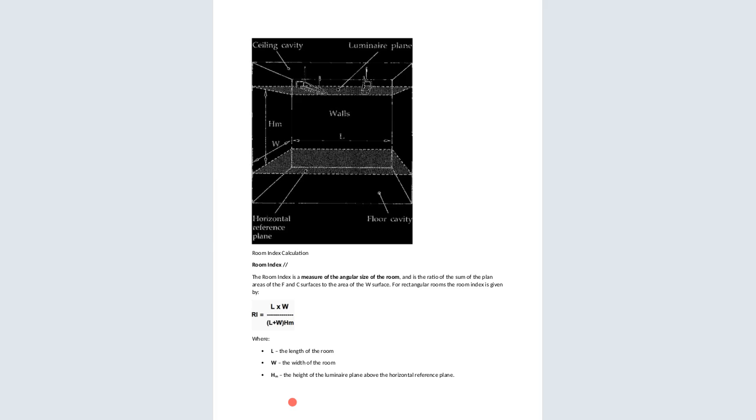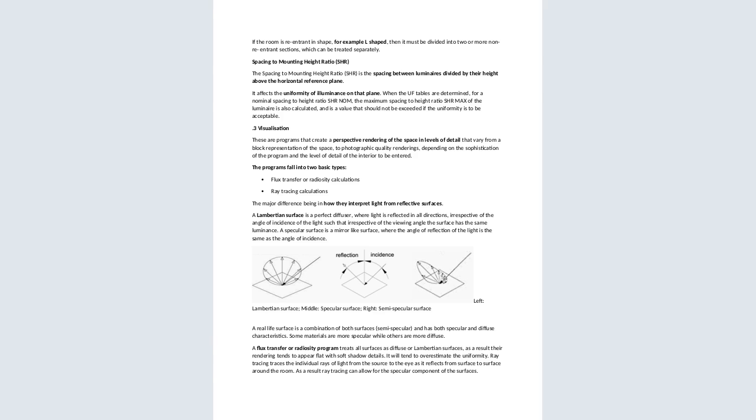You will get these things on site when you find yourself in this field. So if the room is re-entrant in shape, for example L shape, then it must be divided into two or more non-re-entrant sections, which can be treated separately.